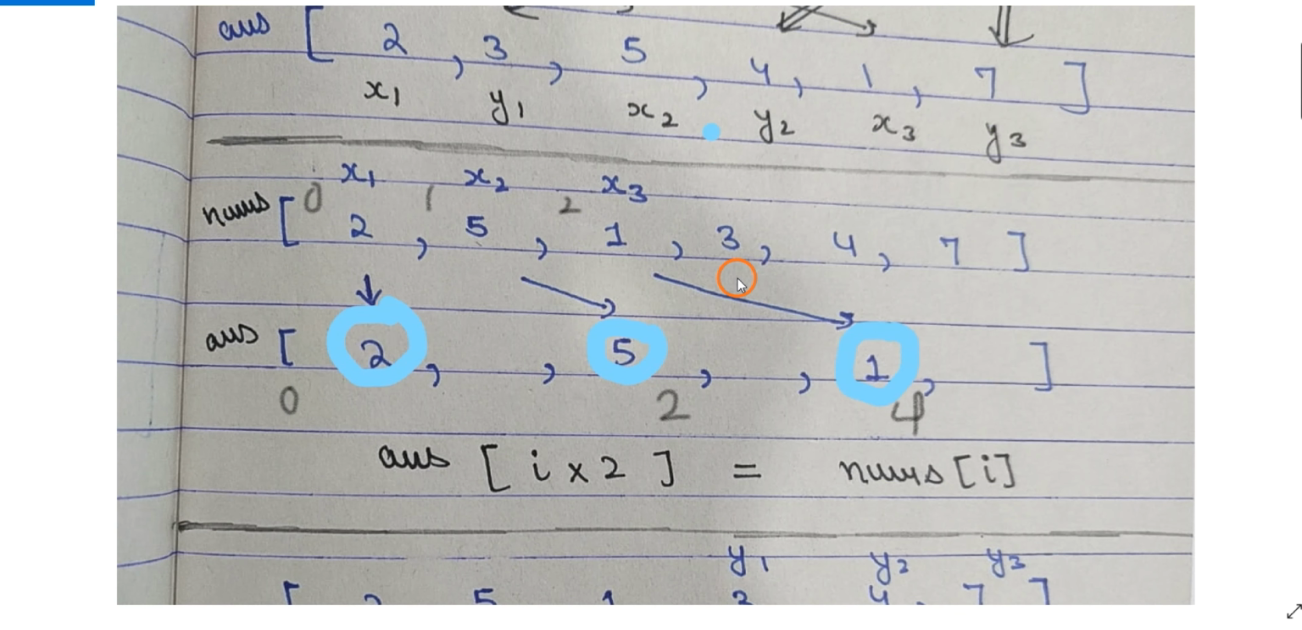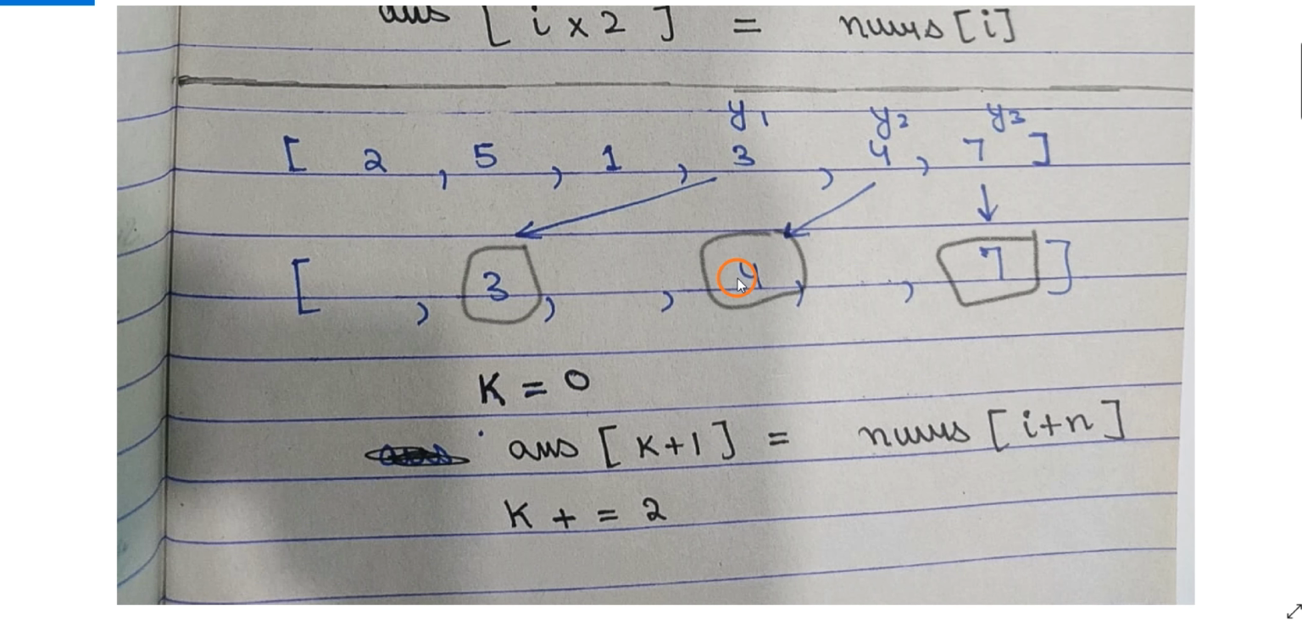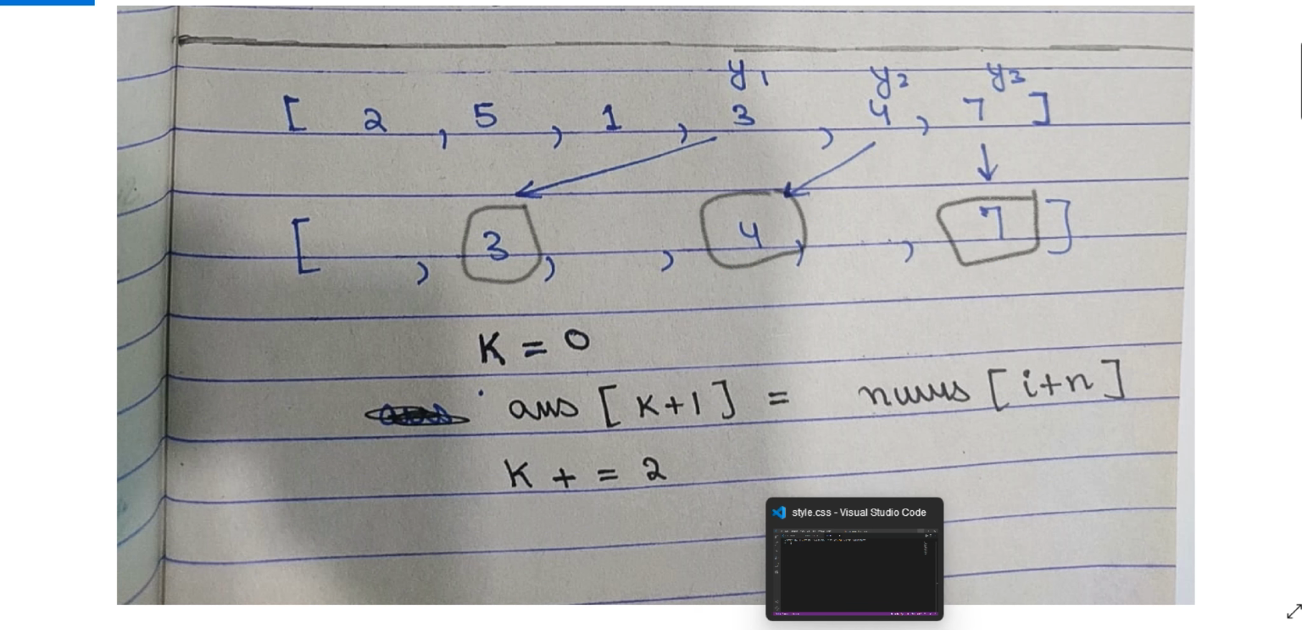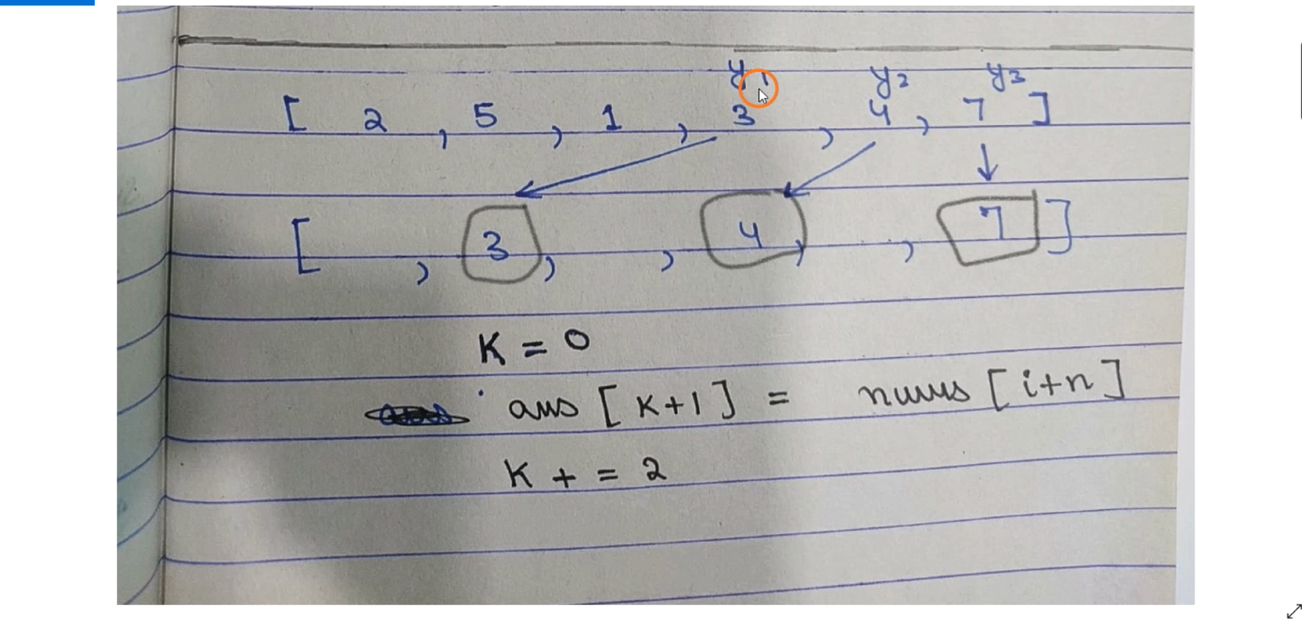Now I'll tell you how we will shuffle the y elements. So for this, the indices 0, 1, 2, 3. The y1 is on the third index, and we want it at the first index of our answer. So for this, first we will define an integer k and give it the value 0, and we will use this equation to shuffle the y elements: answer at k plus 1 is equal to nums at i plus n. So we know that our n was 3.